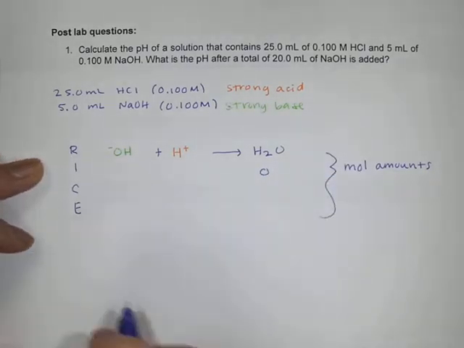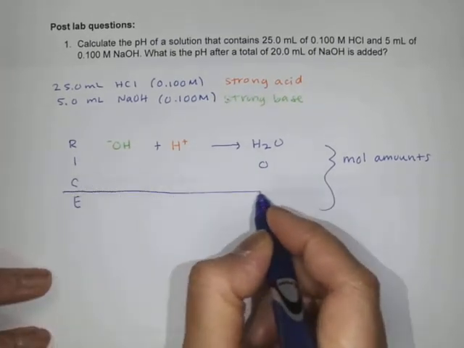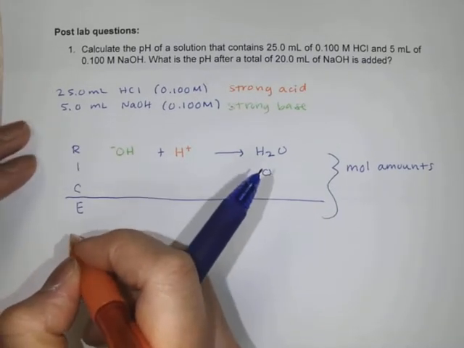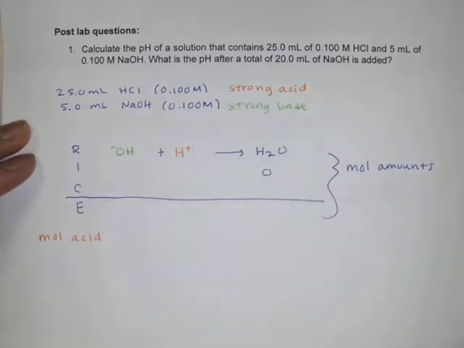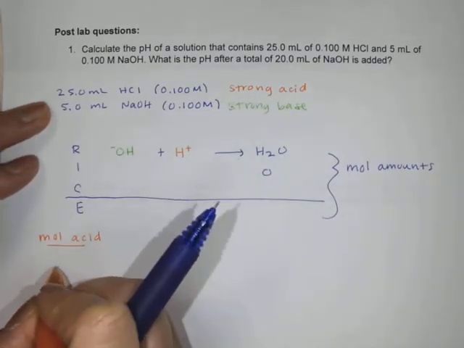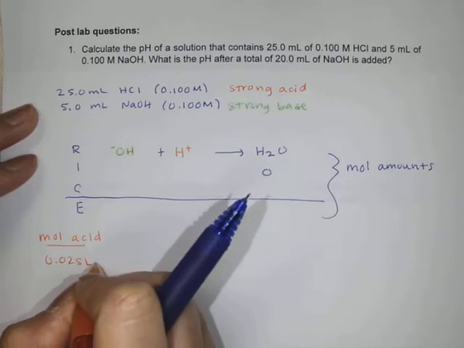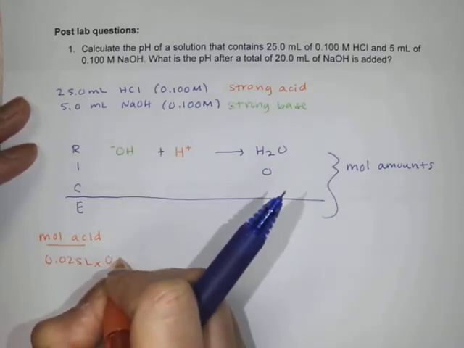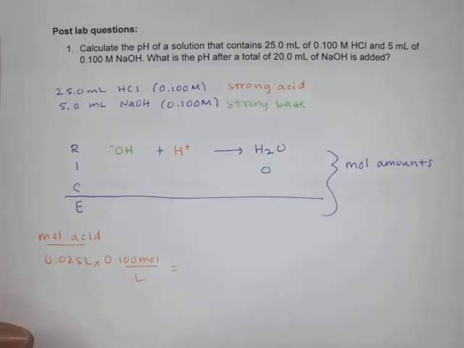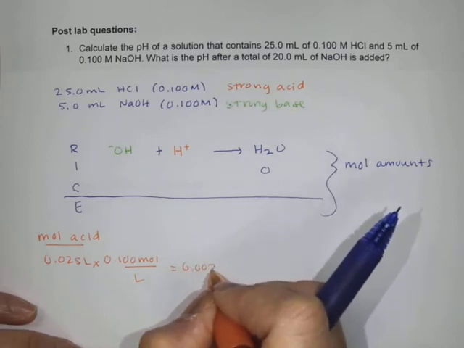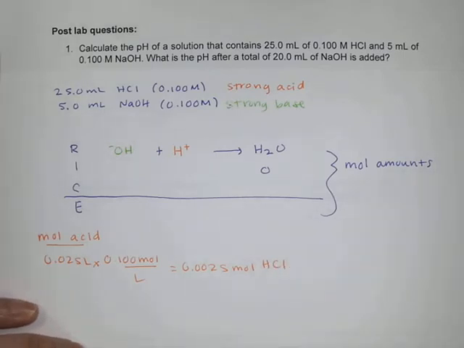So to get moles of acid, we'll come back to this RICE table, but I'm going to fill in here how we do the moles of acid. So to get moles of acid, we're going to multiply the volume in liters. So this would be 0.025 liters times the molarity, 0.100 moles per liter, and that should get you 0.0025 moles of HCl.